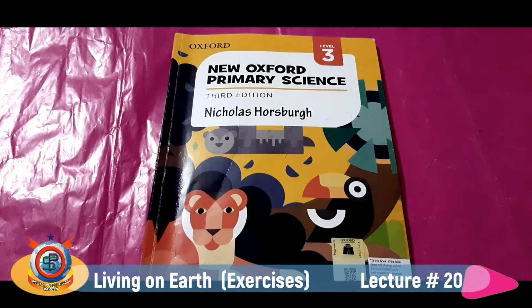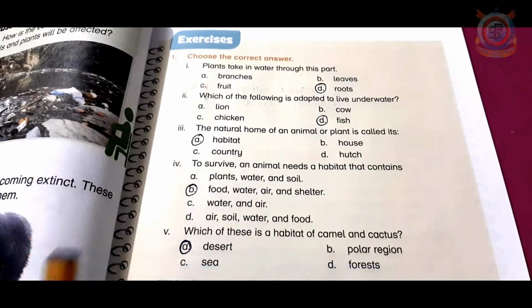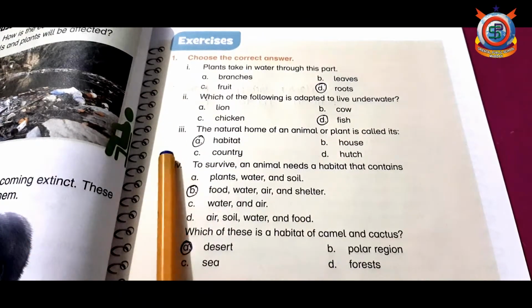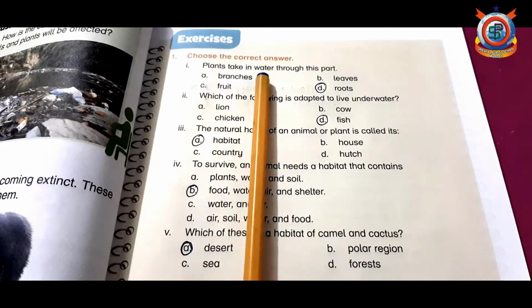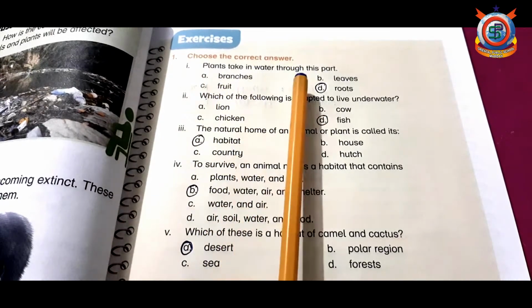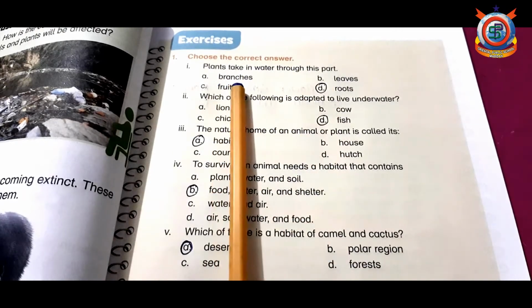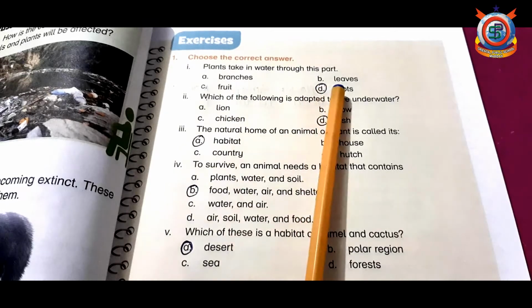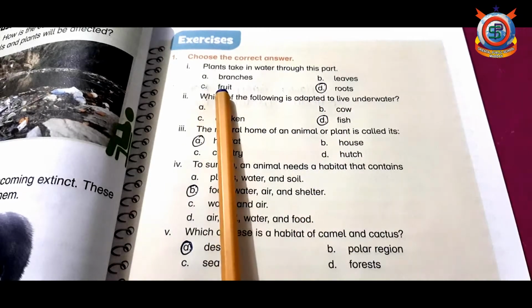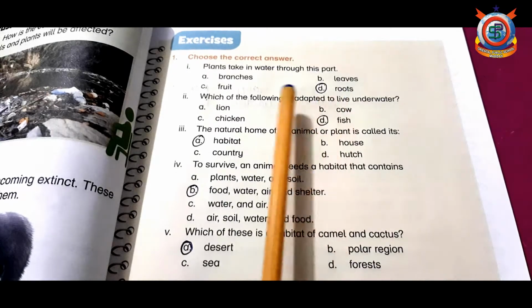Open your book page 33. So today we will do exercise of unit 3. Question number 1 is choose the correct answer. Number 1, plant take in water through this part. A, branches, B, leaves, C, fruit, and D, roots. The correct option is roots.